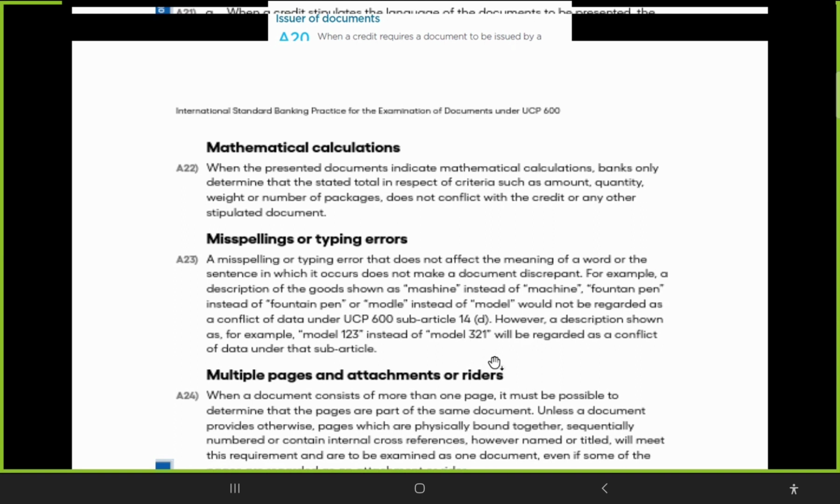Misspelling or typing errors. A misspelling or typing error that does not affect the meaning of a word or the sentence in which it occurs does not make a document discrepant. For example, a description of the goods shown as "mashine" instead of machine, "fountan pen" instead of fountain pen, or "modle" instead of model would not be regarded as a conflict of data under UCP 600 sub-article 14D. However, a description shown as, for example, model 123 instead of model 321 will be regarded as a conflict of data under that sub-article. So ideally what they are communicating here is that any misspelling or typing errors will definitely be there.